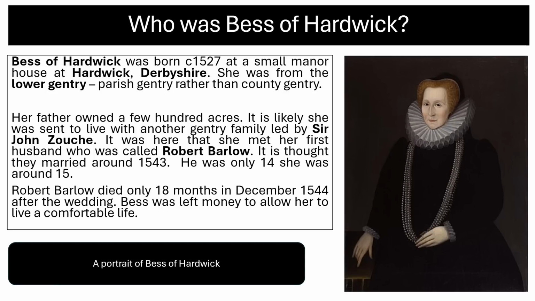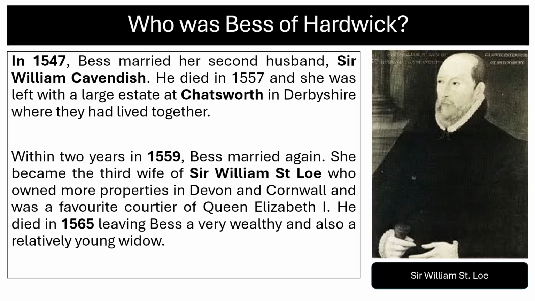Now it was here that she met her first husband, called Robert Barlow. It's thought that they married around 1543. He was only around 14 years old when they got married. She was around 15. There's no evidence that they actually lived together, and Robert Barlow died only 18 months after their marriage, in December 1544. So Bess was left money to allow her to live a comfortable life. So that's her first marriage.